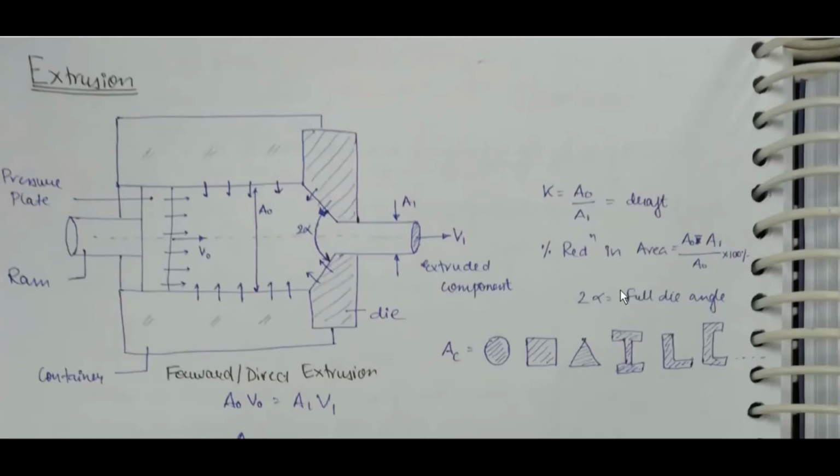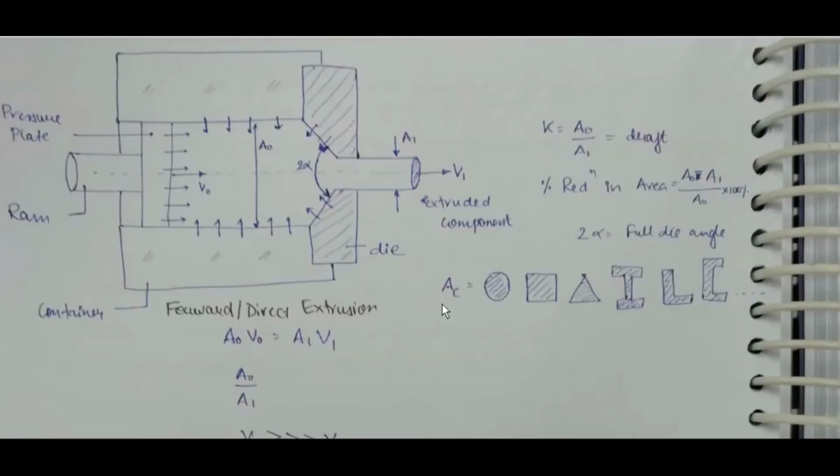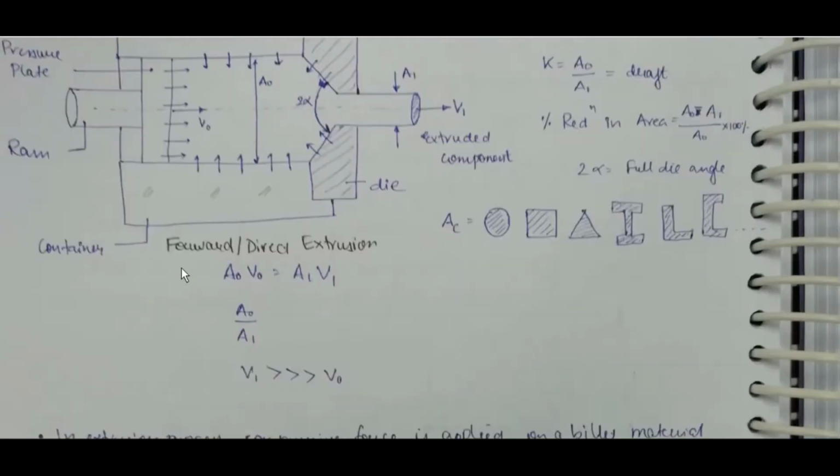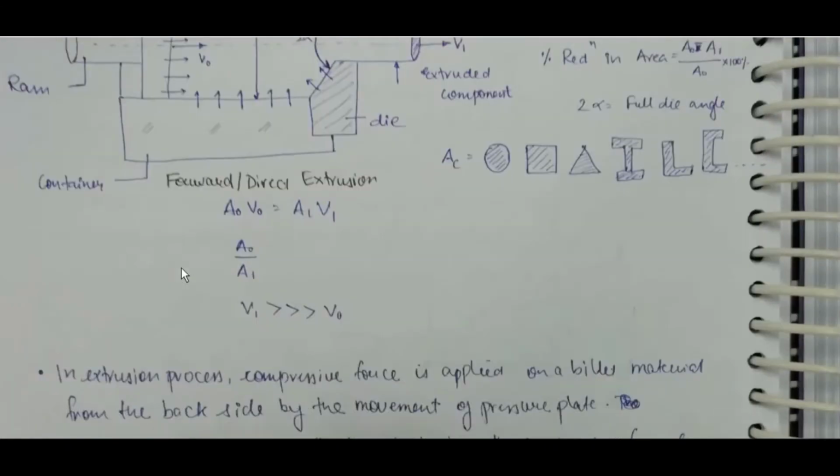2 alpha is equal to full die angle. AC is equal to circle. These are different cross sections. A0 V0 is equal to A1 V1, the volume flow, here V0 and V1 are velocities. A0 by A1 is equal to V1 by V0.